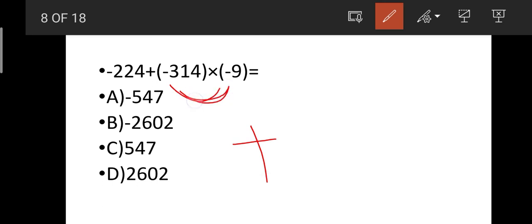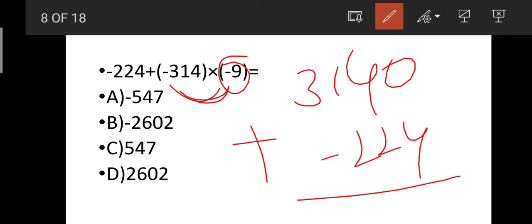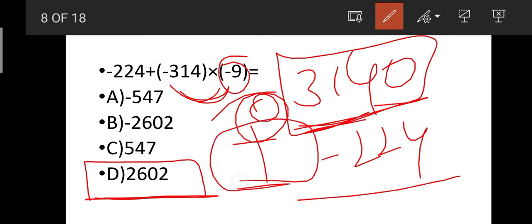As it is 9, so we can go for 10. Suppose we are taking 10, and then we should subtract a number that is 224. So our answer should be plus, and it should be less than 3000. Then what should we choose as our answer? So we should go for 2602. Okay, as it is nearer to 3000 and it is less than 3000 and it is a positive value, then we can go for 2602.